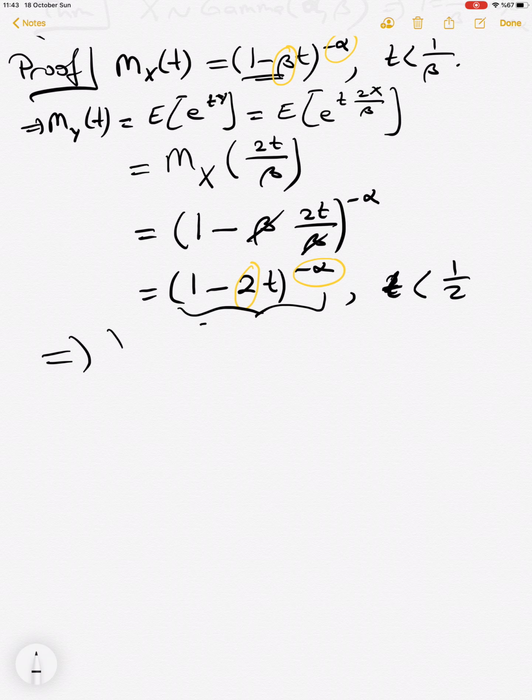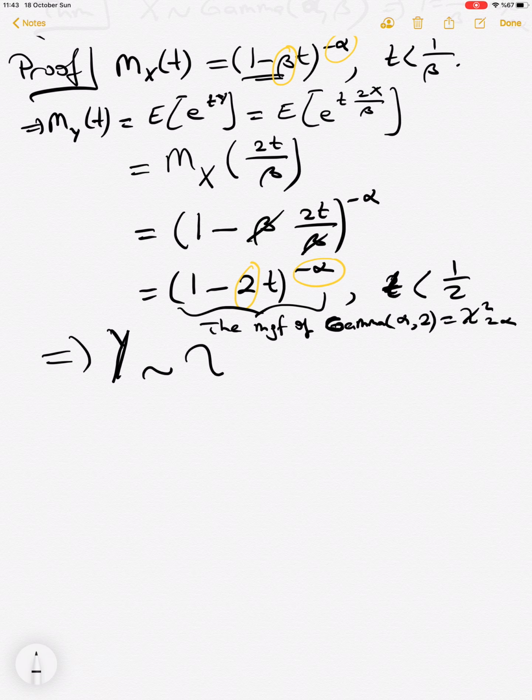So this is the MGF of gamma with parameters alpha and 2, which is the same as chi-square 2 alpha. The multiplication of these two parameters will be the degrees of freedom. So Y is distributed as chi-square 2 alpha. We proved it.